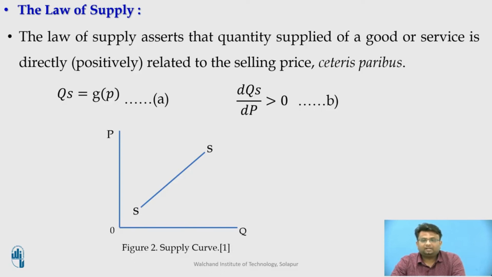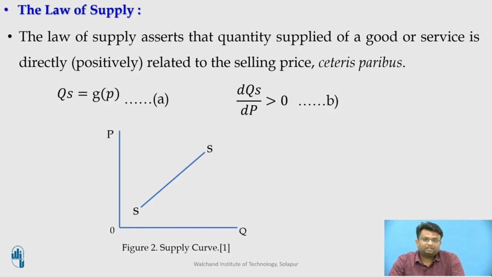Symbolically, the law of supply can be summarized as Qs = g(P), so dQs/dP > 0. Equation A states that the quantity supplied, Qs, of the good or service is functionally related to its price. That is, the quantity supplied is a function of the price. Whereas equation B shows that the quantity supplied of the product or service is directly related to the price. That means they are directly proportional to each other.